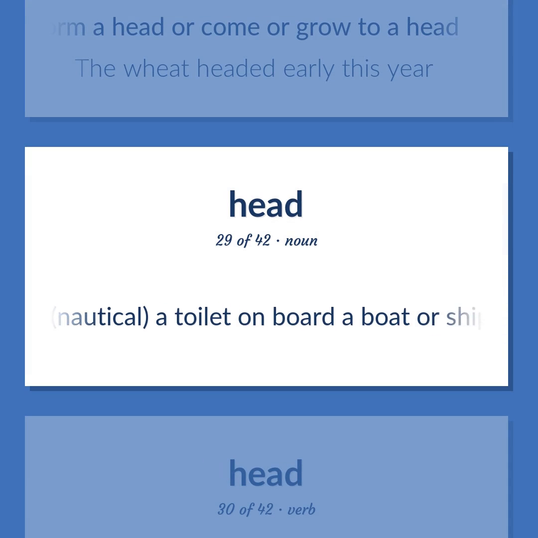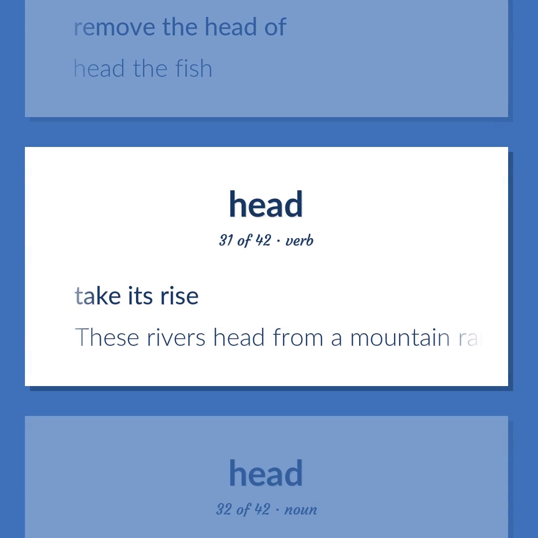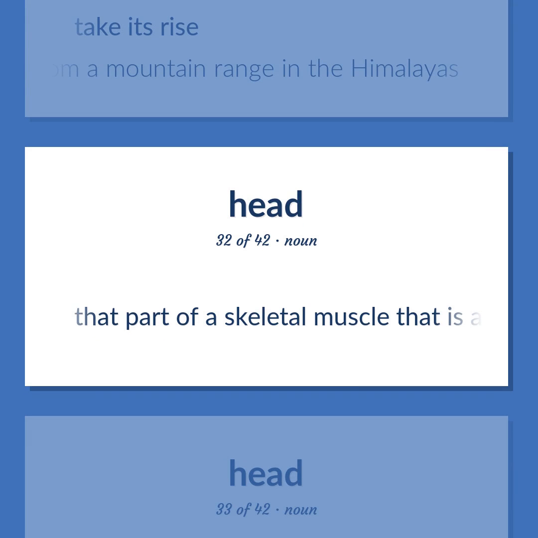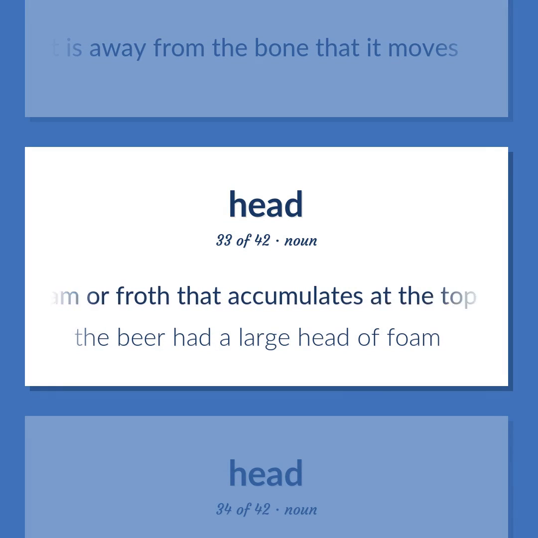Nautical, a toilet on board a boat or ship. Remove the head of. Head the fish. Take its rise. These rivers head from a mountain range in the Himalayas. That part of a skeletal muscle that is away from the bone that it moves. The foam or froth that accumulates at the top when you pour an effervescent liquid into a container. The beer had a large head of foam.